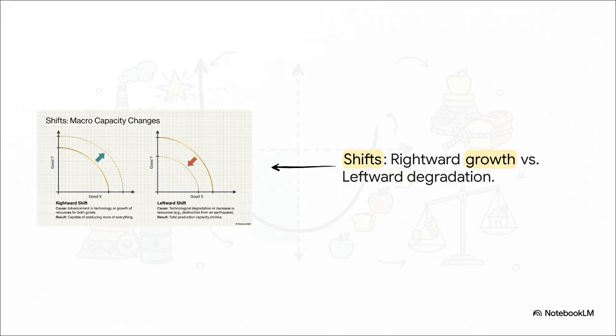Here we see macro capacity shifts. Over on the left, a rightward shift. Imagine a massive advancement in power generation that suddenly makes all manufacturing significantly cheaper. The result? We are capable of producing more of everything. The entire curve pushes outward.